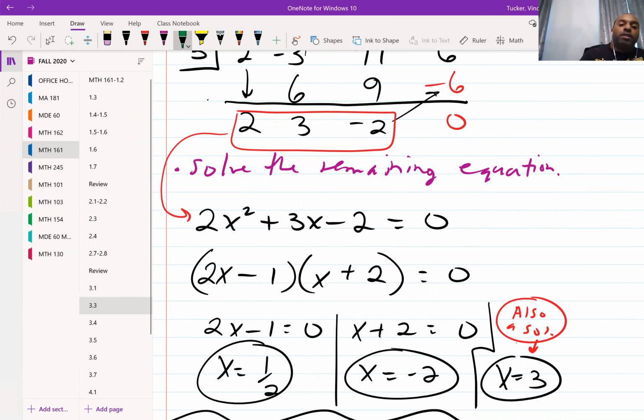And don't forget that they gave you one. So if they ask what your solutions are, you have to include 3 as one of your solutions, or they will mark it wrong. Because they ask what your solutions are, or they told you to solve. So you have to put down all 3 solutions.